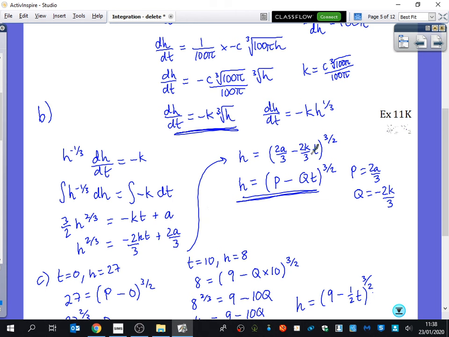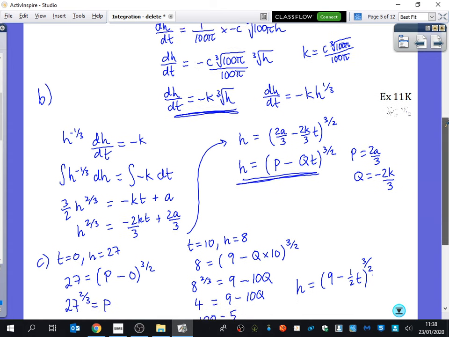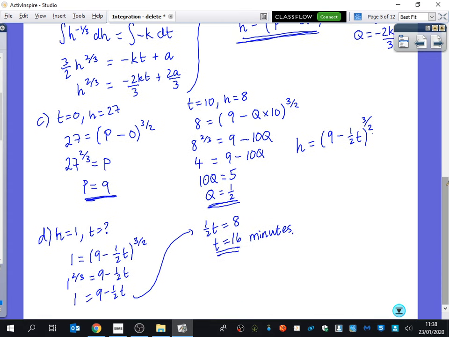Once we solved this, they changed the constants to P and Q just to make it look nicer. And again, part C isn't very hard. Part C is just what you were doing in your homework, substituting in values. Apart from this time, we had to do two pairs of values because we had two unknowns. We had P and we had Q. And then the last part is just using the question and interpreting the things that you've got there.